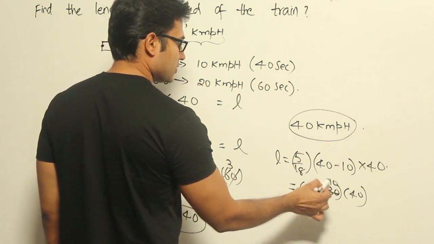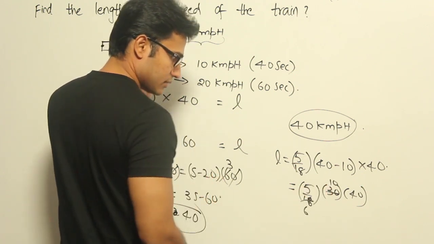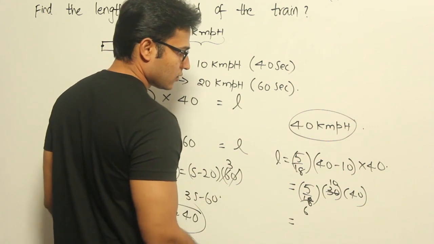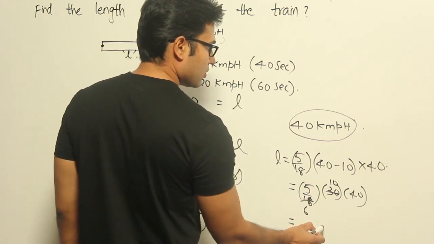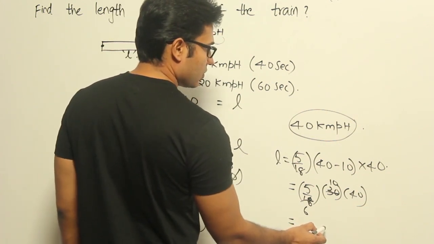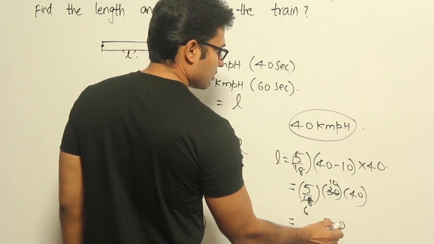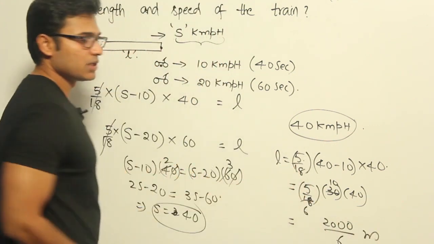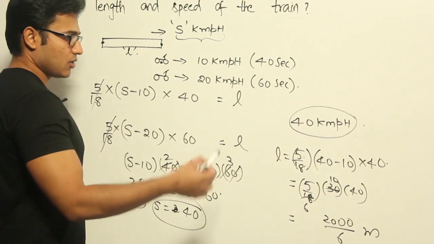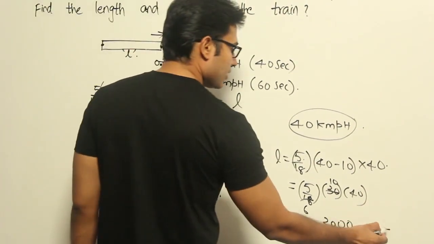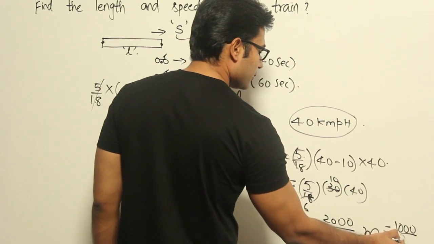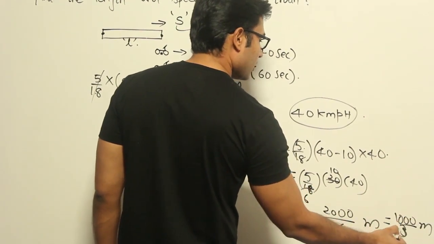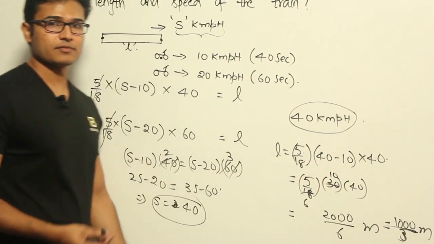right? 3 tenths, 3 sixes. Okay, so I think you are going to get around 2000 by 6 meters, isn't it? Since you are doing it as 5 by 18, you are going to get 2000 by 6 meters, which is nothing but 1000 by 3 meters. Okay, you can convert it. So that is the answer, right?